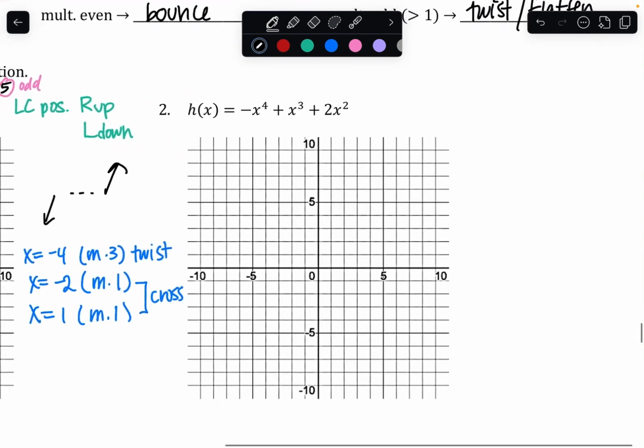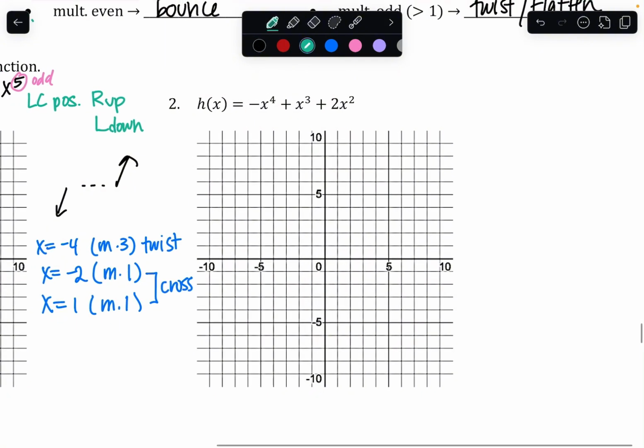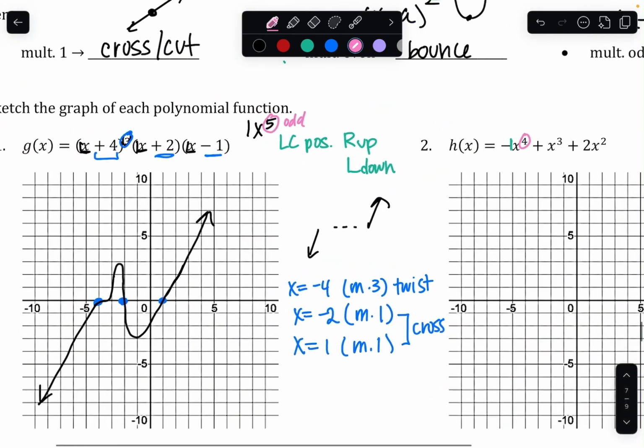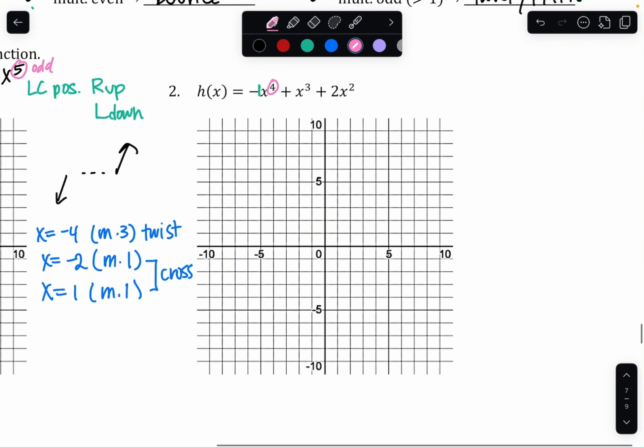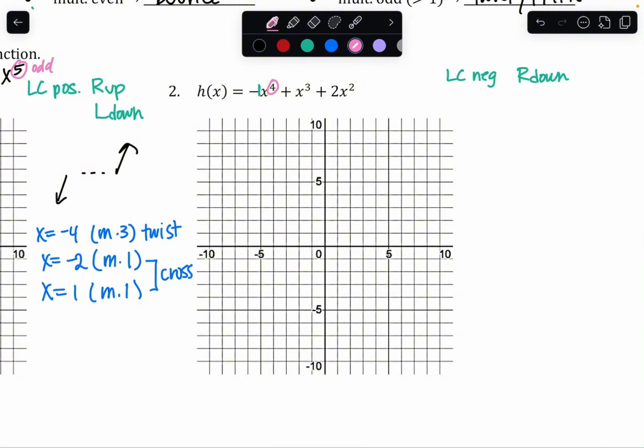On number 2, it's not factored for us, but that helps us see the leading coefficient is -1 and our degree is 4. We don't have to add up all the different factors and their exponents. Just looking at the 4, the leading coefficient is negative, so we know the right side is down. The degree is even, so we know the left side is also going to be down. It's going to match. Picturing this, right side down, and left side also down.